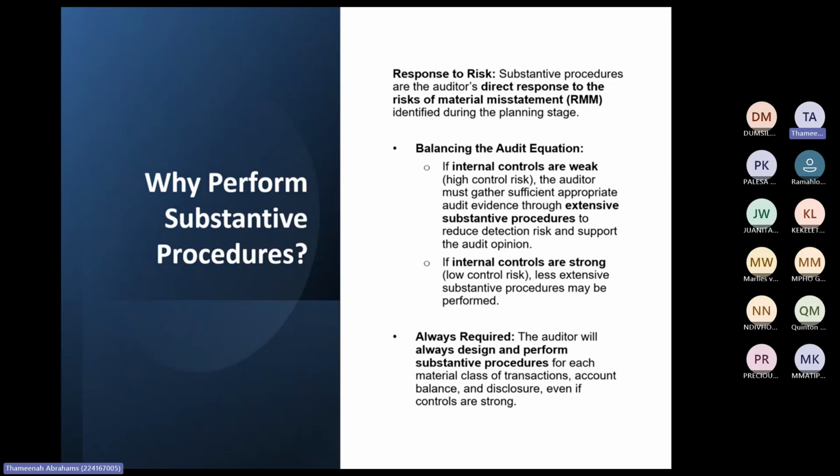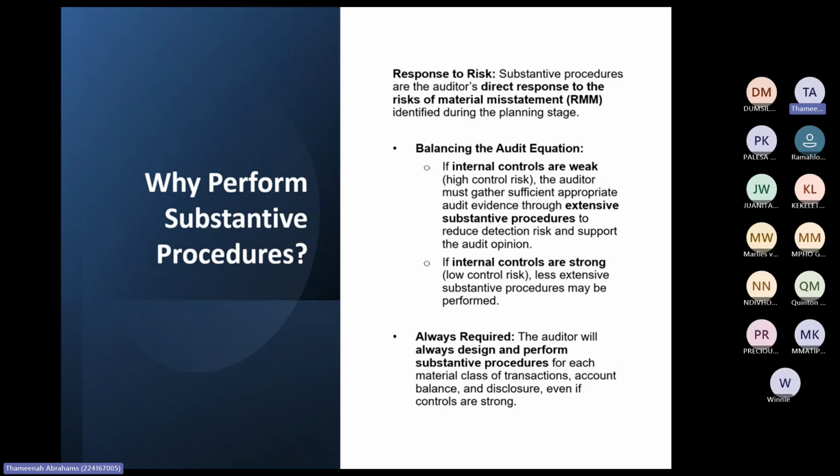Then auditing standards require that the auditor always design and perform substantive procedures for each material class of transaction, account balance, and disclosure, even if controls are strong. So you won't just have tests of controls on their own. You'll either have a combination of tests of controls and substantive procedures, and remember, you determine that in your audit plan, or you'll just have substantive procedures if you have weak controls, but you'll never have a test of control on its own. I hope that makes sense. It just means if you can rely on a test of control, you have less substantive testing, meaning your sample size will be less.